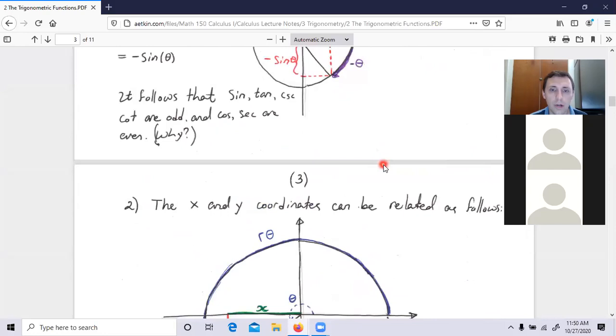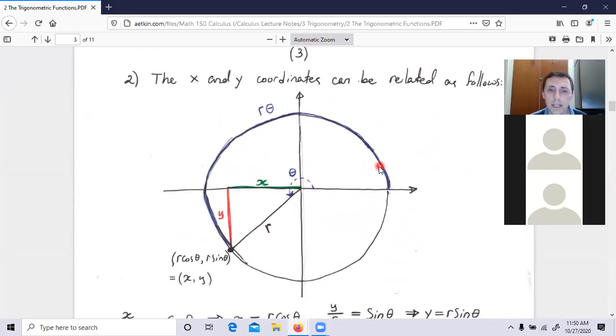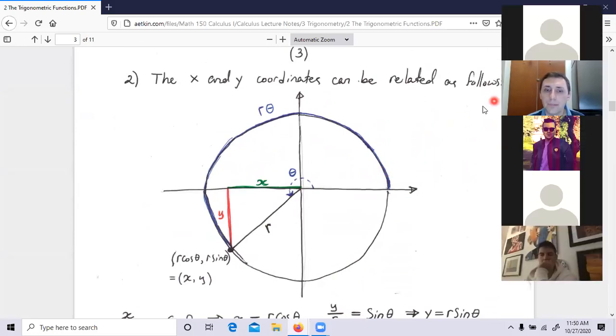Okay, now another important thing is there is a relationship between the angle and the x and y coordinate system. I can convert it, okay? So what's the coordinate of this point in terms of the angle theta? You see, the angle theta is drawn over here, but that's a mistake. The angle actually is the circumference in radius units, you understand?